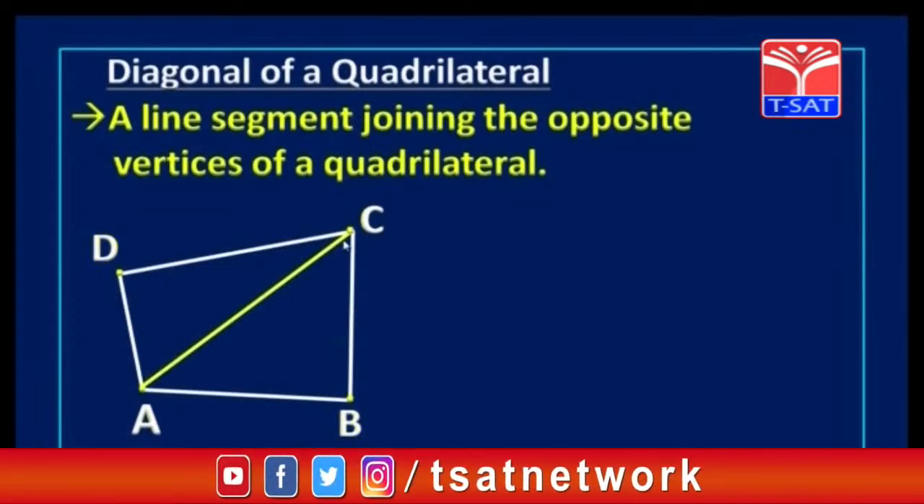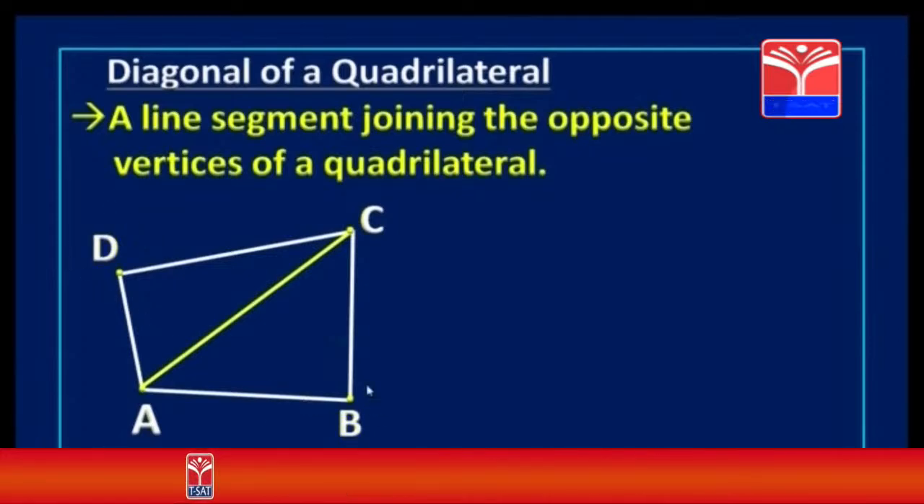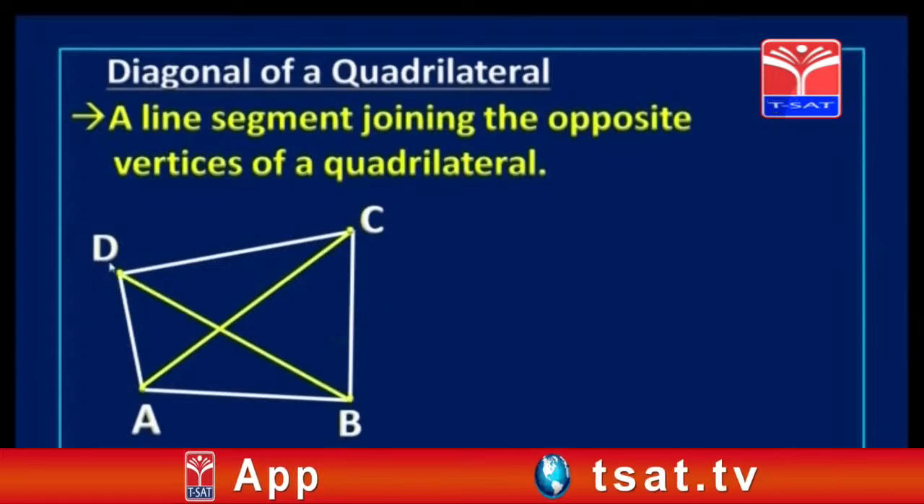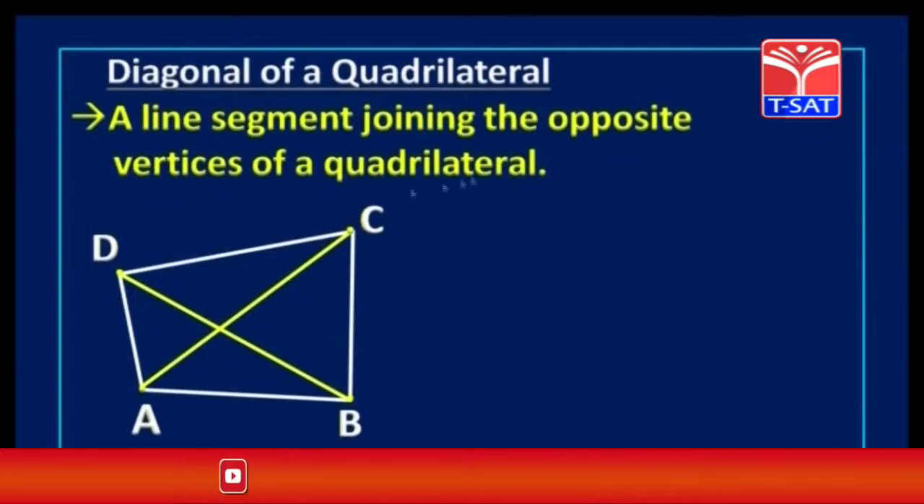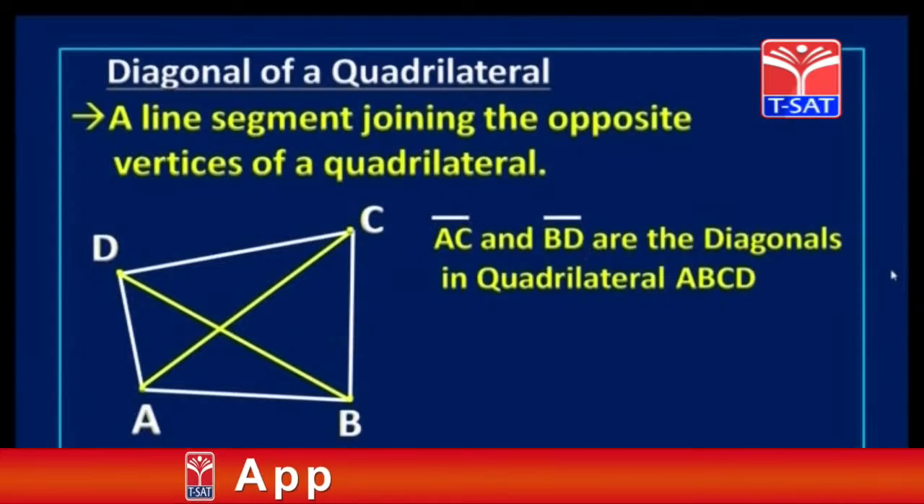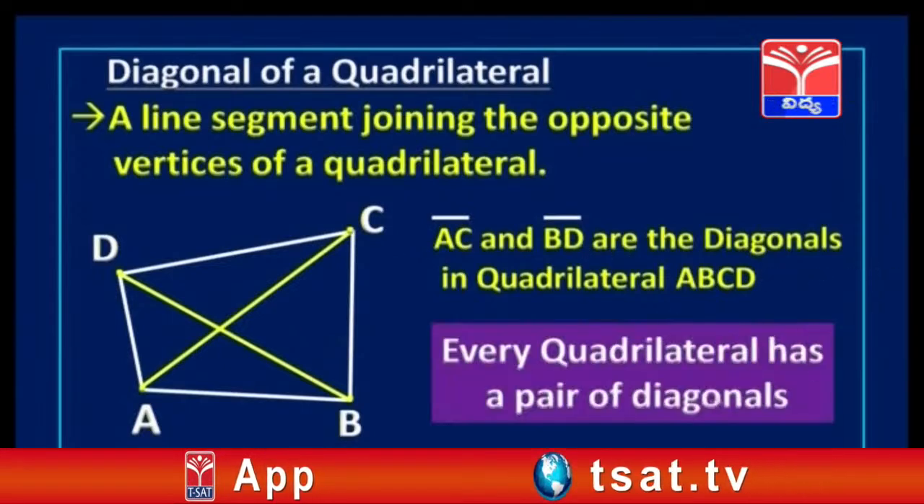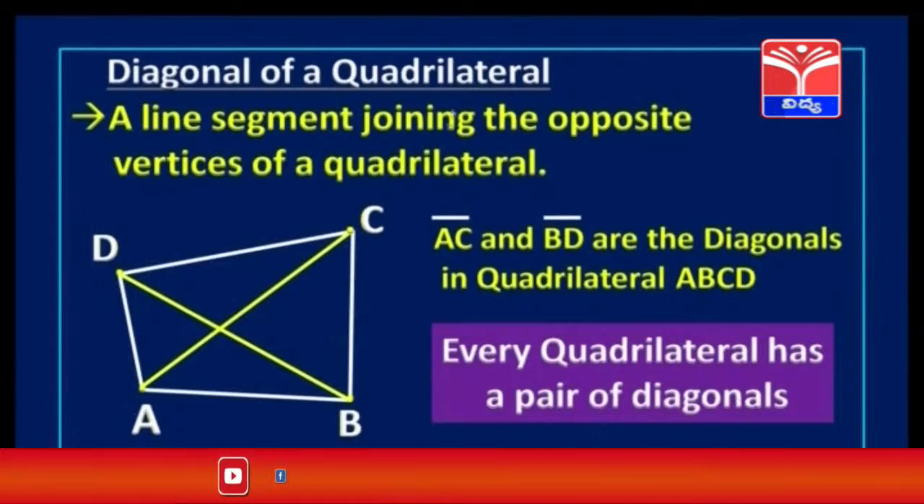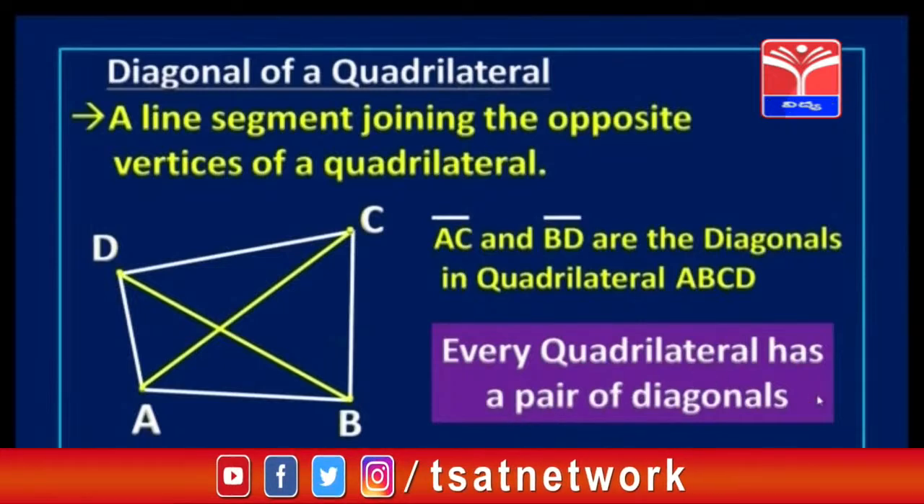Okay children, now for B, which is the opposite vertex? Yes, it is D. So what you have to do children? Yes, we have to join B with D. So I am getting another diagonal. So like this, how many diagonals are able to construct in a quadrilateral? Yes, we can construct 2 diagonals. So here in ABCD quadrilateral, AC and BD are the diagonals. Every quadrilateral has a pair of diagonals. Children, try to understand here. A 4-sided figure which is called a quadrilateral will have 2 diagonals, or we can call a pair of diagonals.